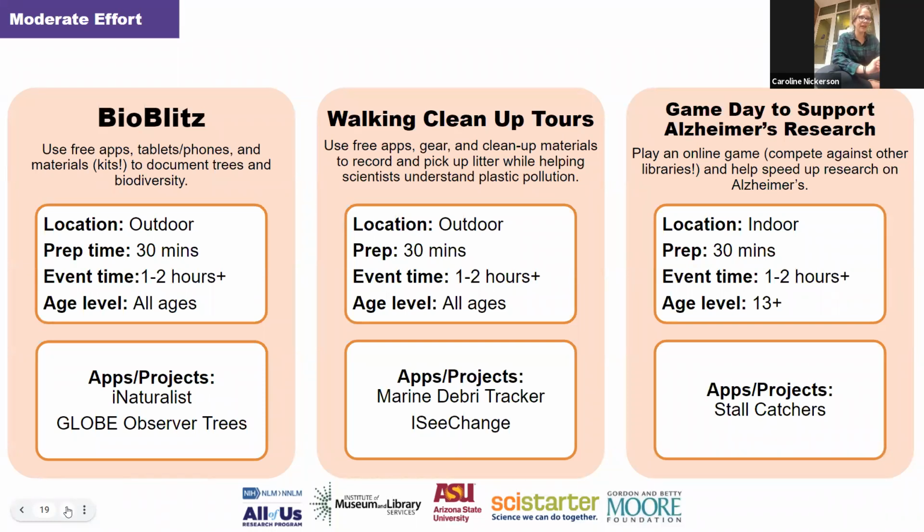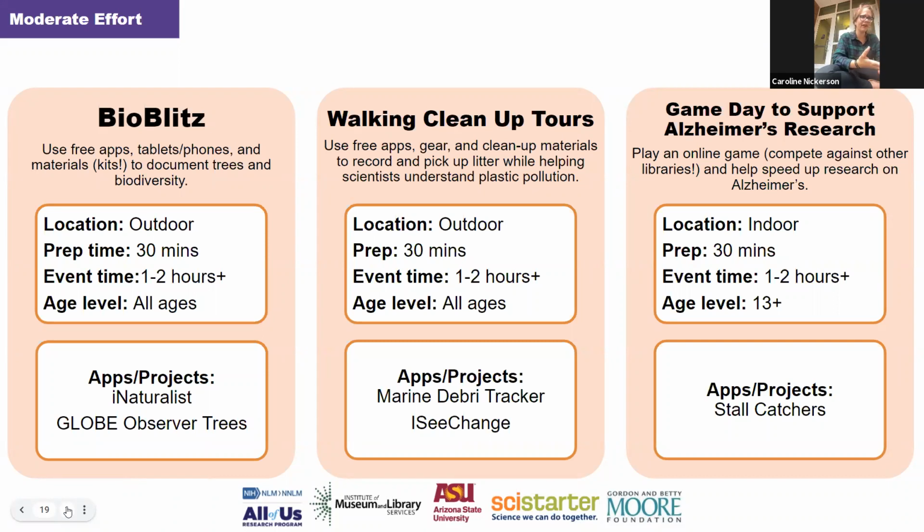And these programs are also tried and true, and have worked really well with libraries. You could do a BioBlitz. You can use the iNaturalist app. You could have people check out tablets or phones from the library or different kits. SciStarter, we'll get into that in a second. We have different kit templates that you can adapt for your own library.